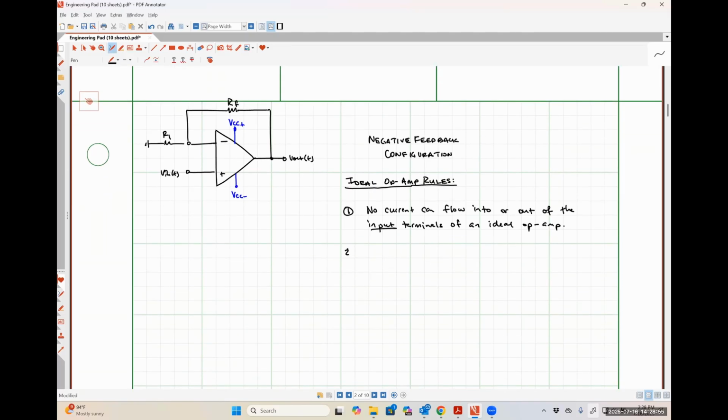Our second ideal op-amp rule is that there can be no potential difference between the input terminals of an ideal op-amp.